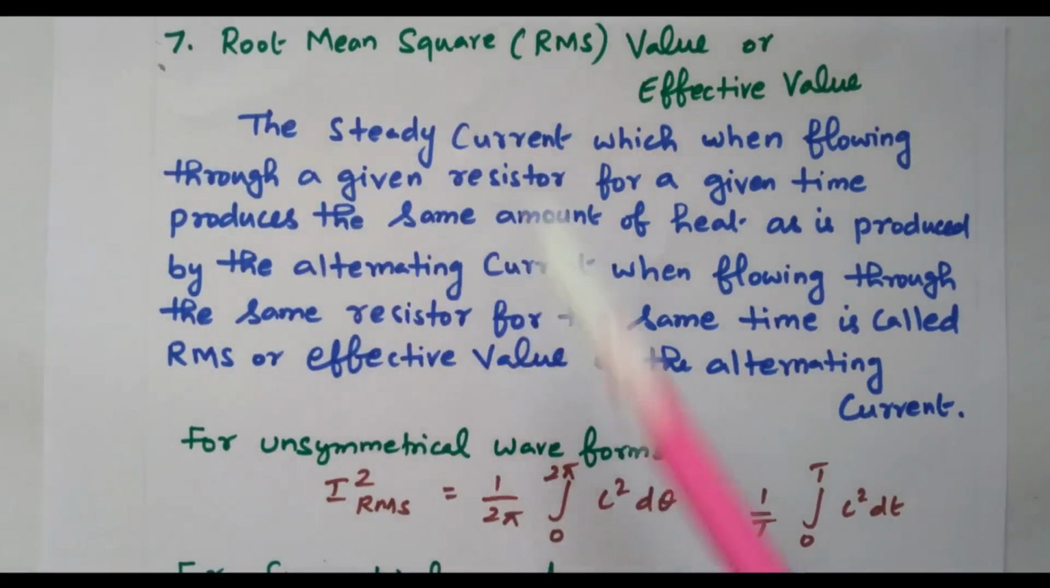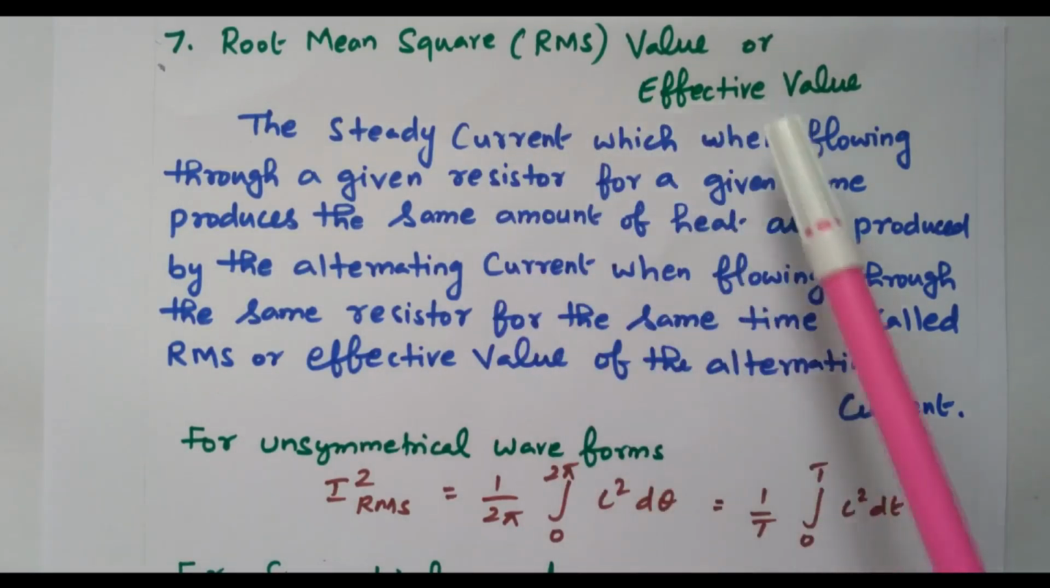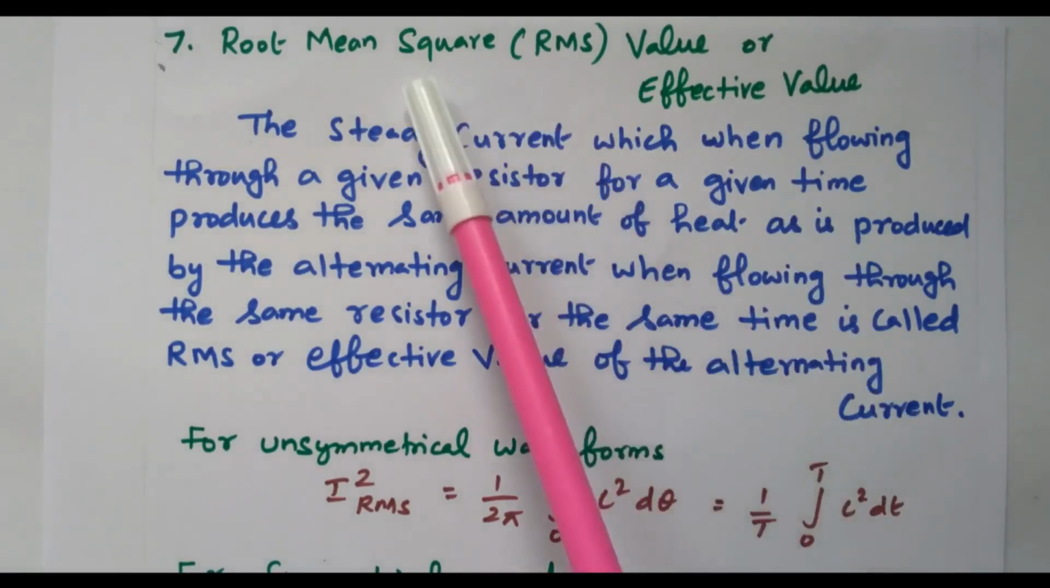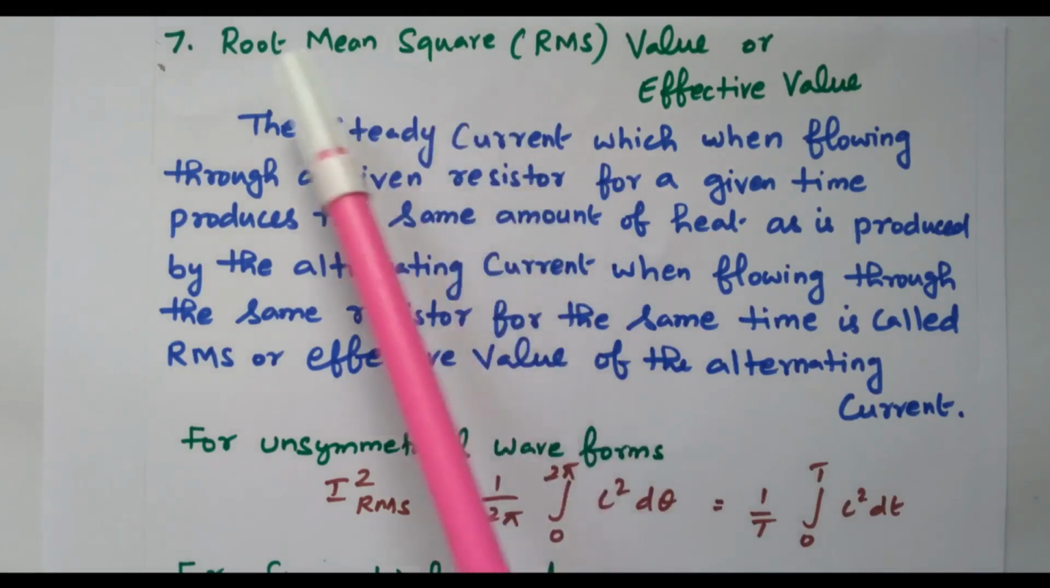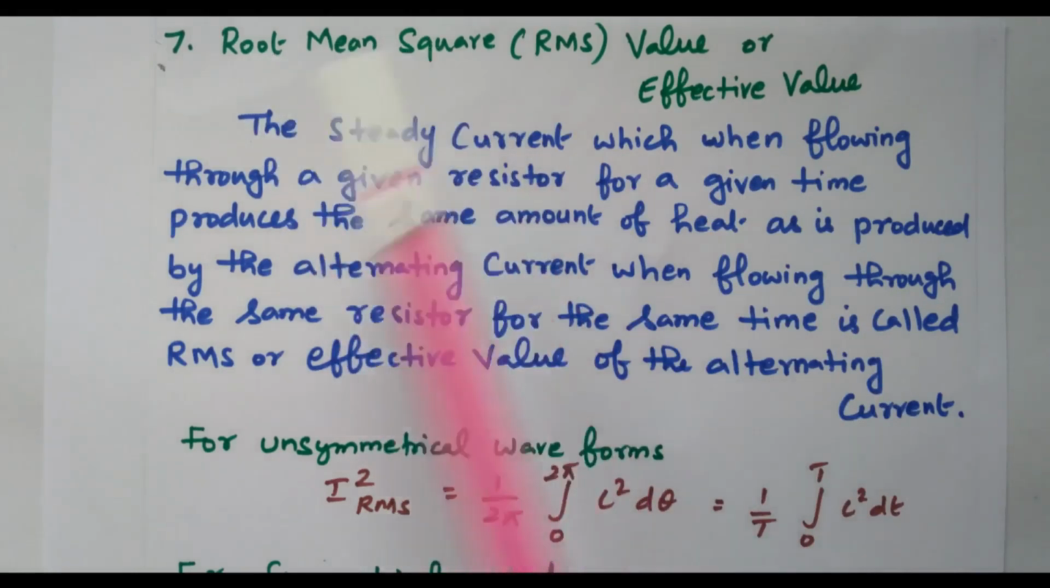So the root mean square value: in order to avoid the average value becoming 0 due to positive and negative halves, we go for the root mean square value, or effective value. While taking the square, the negative becomes positive. Again we are taking the root, so it becomes normal. So what is the definition?